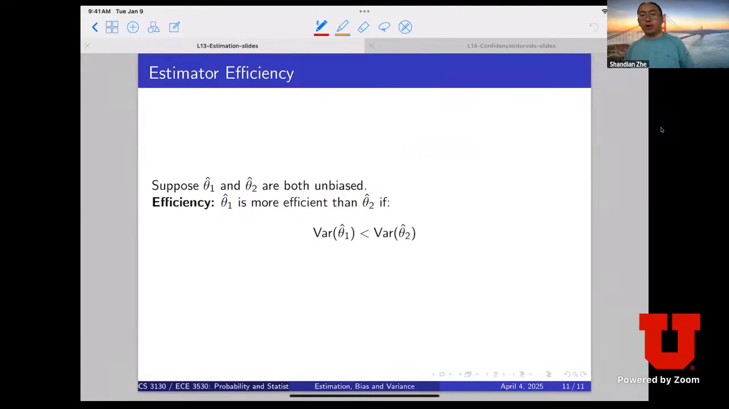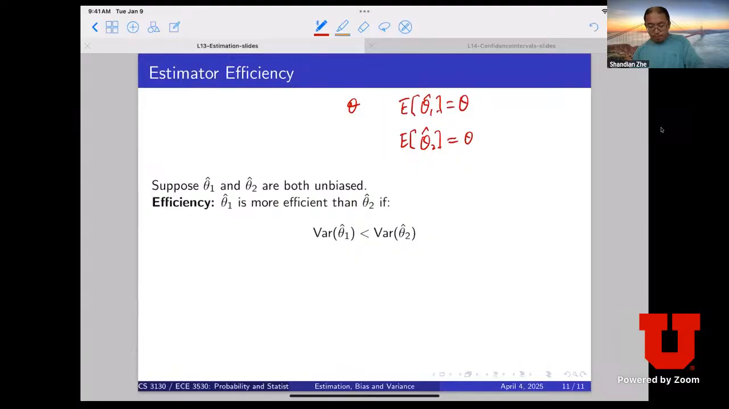The last thing we want to talk about is the so-called estimator efficiency. So what does it mean, right? Suppose you've got two estimators, and they are both unbiased, meaning that if we denote the ground truth parameter as theta, and you come up with two estimators, then for both estimators, their expectation is exactly the same as theta.